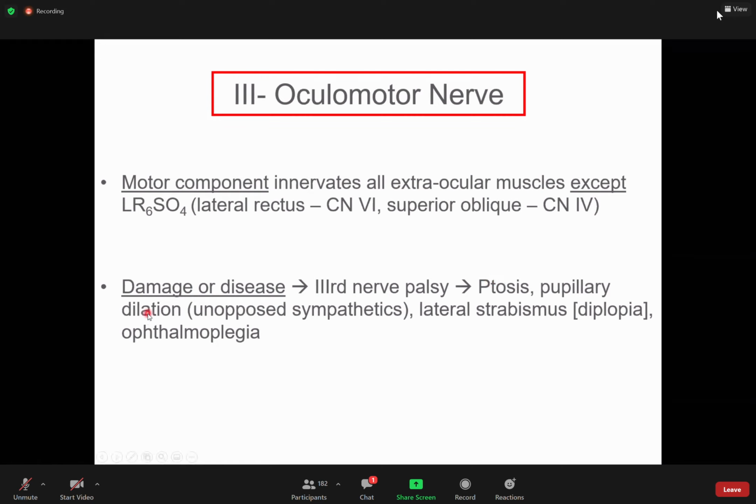There would be pupillary dilatation because the constrictor pupillae is supplied by the parasympathetic component of the third nerve. So the sympathetic overactivity will make the pupil dilated, and there would be lateral strabismus. That means the eye would be moved outward, and there would be ophthalmoplegia. You would not be able to move the eye because all the muscles of the eye are going to be paralyzed. So the eye would be outward and downward, and there would be ptosis, and there would be pupillary dilatation, which you see with oculomotor nerve damage.